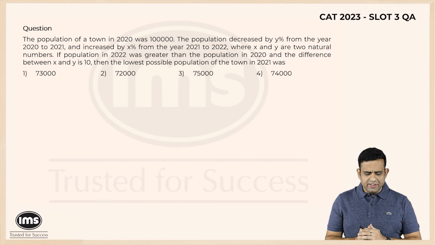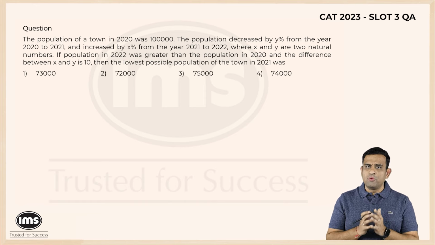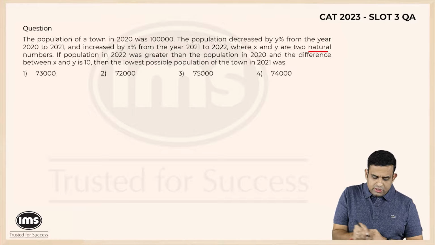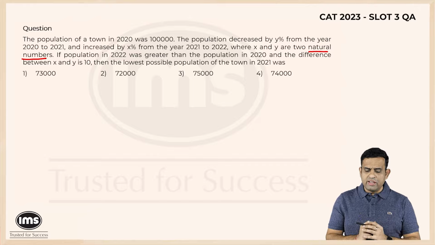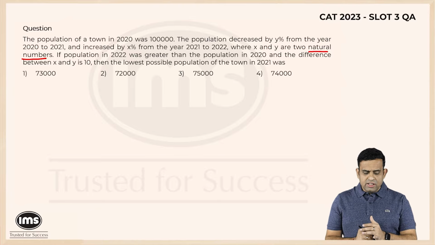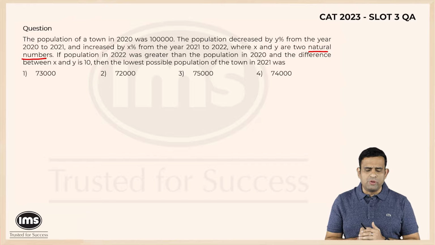In the next sum, it is given that the population of a town in 2020 was 1 lakh. The population decreased by y% from the year 2020 to 2021 and increased by x% from 2021 to 2022, where x and y are two natural numbers. The population in 2022 was more than the population in 2020, and the difference between x and y happens to be 10. Then the lowest possible population of the town in 2021 will be how much?